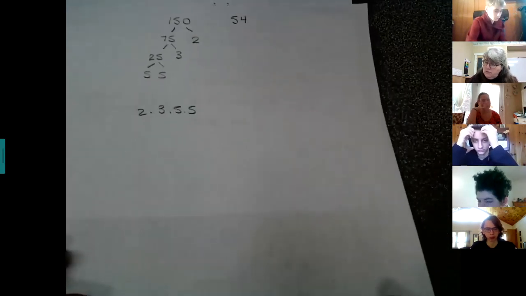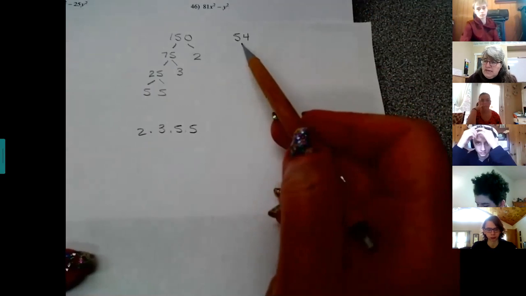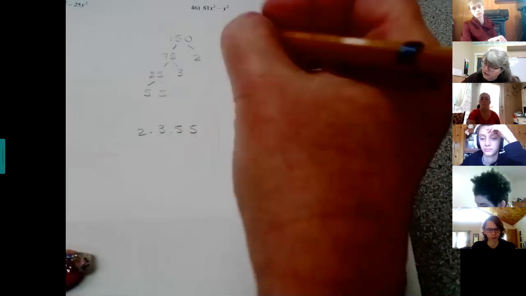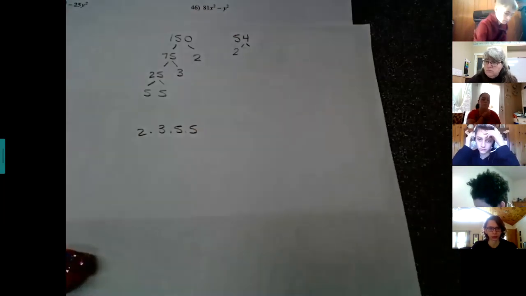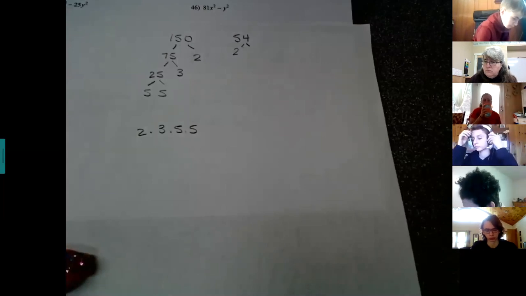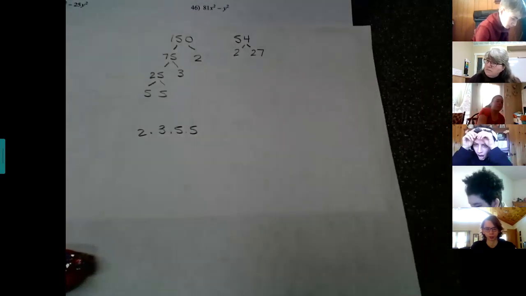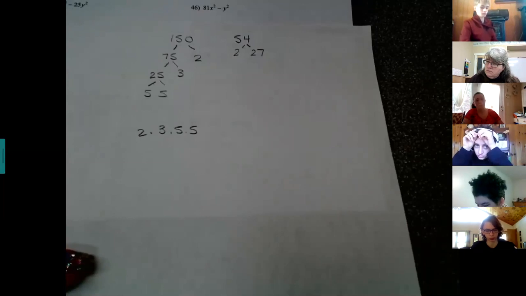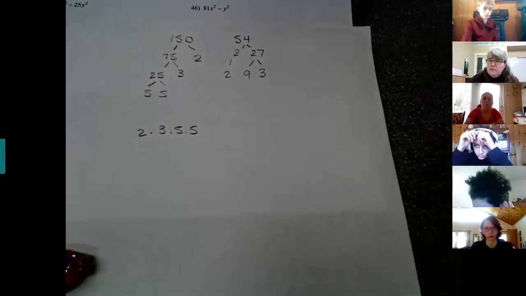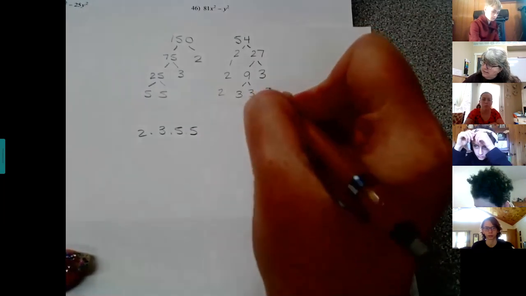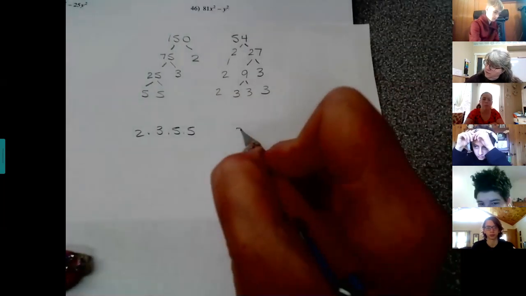All right, Logan, your turn. Tell me what goes into 54. 2 numbers that multiply to give you 54. Okay, 2 times what? Okay. 2 times 27. What will go into 27? Okay, 3 times 9, he tells me. And then what will go into 9? Yep. Because I'm showing you how to figure out the GCF if you don't know.